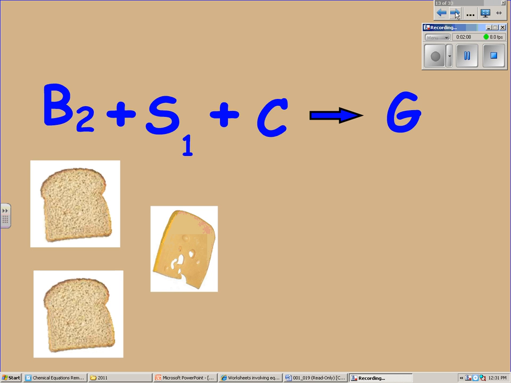Next, still part of my ingredients, is the C. The C here again has a 1 because there's only one of them. And that one piece is a piece of cheddar. So far we have 2B, which is 2 slices of bread, 1S, which is 1 slice of Swiss cheese, and 1C, which is 1 slice of cheddar.